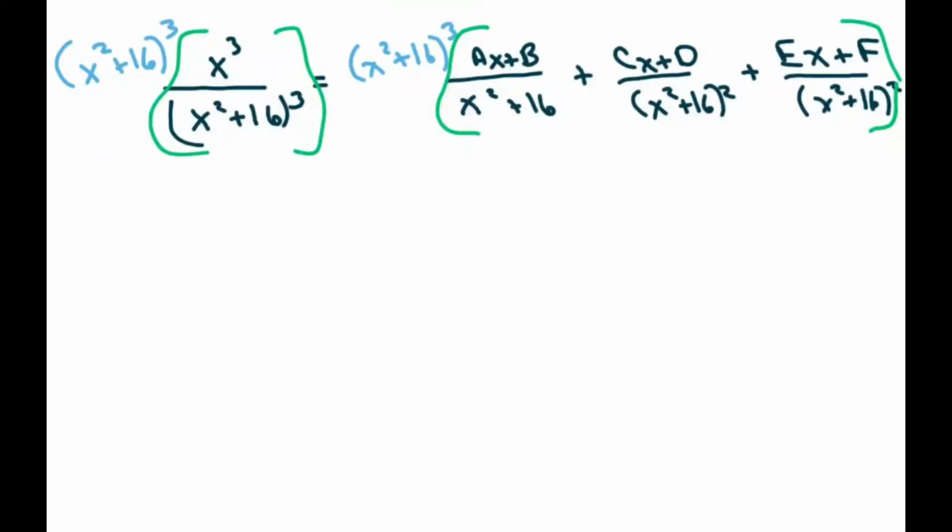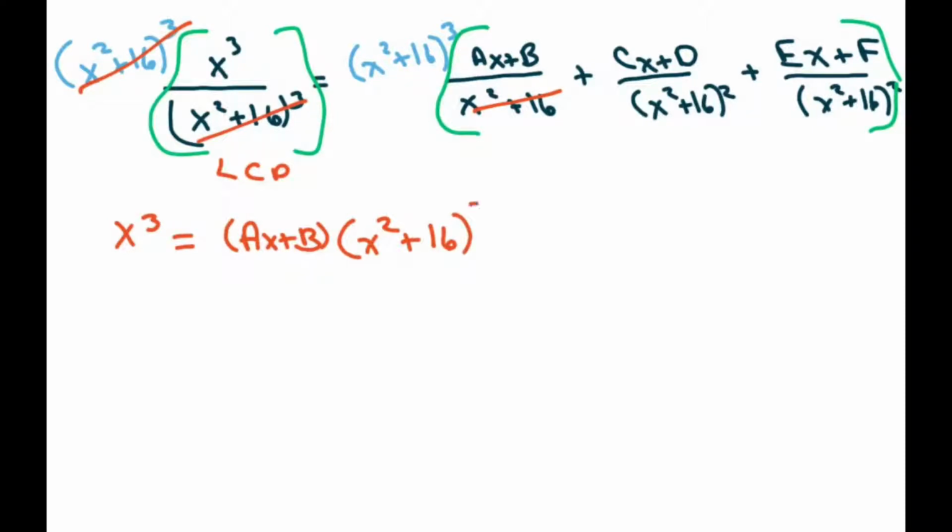Alright, so basically I want to clear the fractions by multiplying by my least common denominator. So this cancels, and we get x cubed equals ax plus b. One of these cancels, but we're left with (x squared plus 16) squared. And then two of these cancel, so we have cx plus d, and that's going to be times x squared plus 16. And then this whole thing cancels out because that's the cube one, so we're just left with ex plus f.